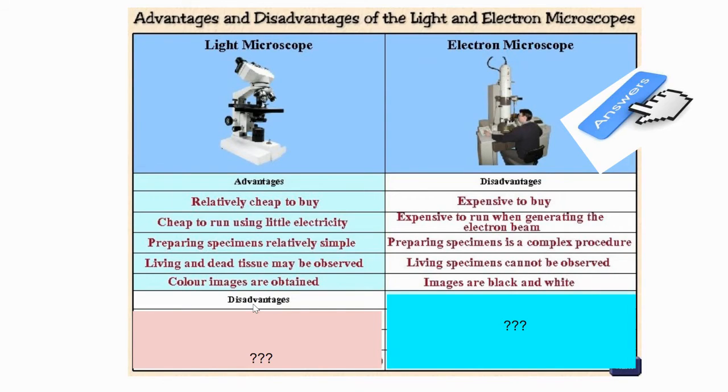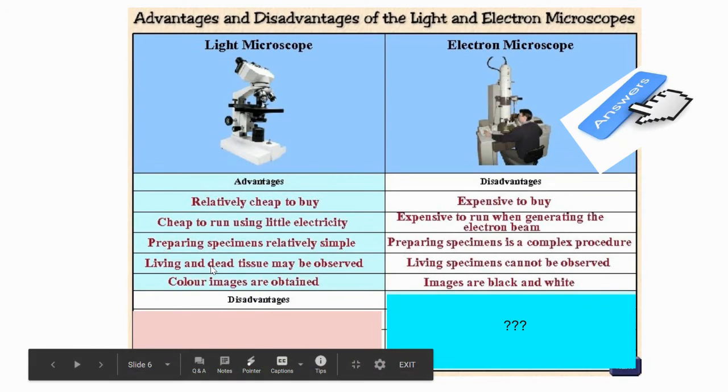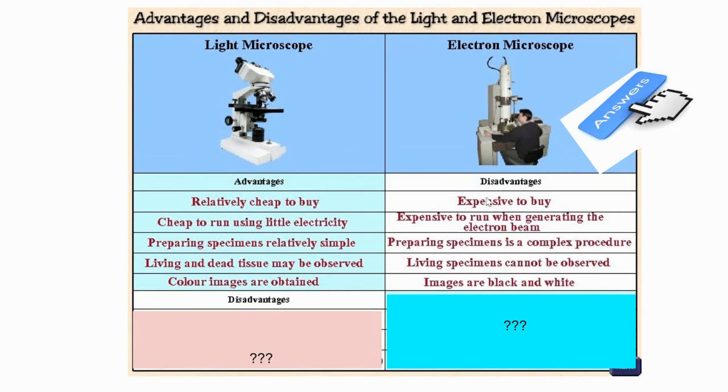Disadvantages of the electron microscope. So now compare the advantages of the light microscope with the disadvantages of the electron microscope. On the contrary, the electron microscope is known for its expensive nature, and it's expensive to maintain as well as expensive to operate. You need to have very trained professionals who are skilled enough and who have studied this field to operate it.